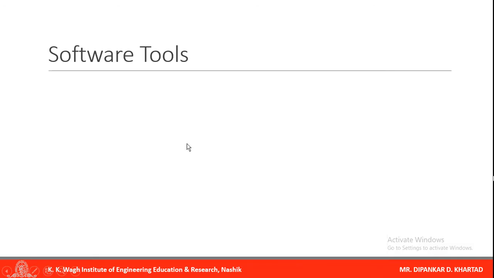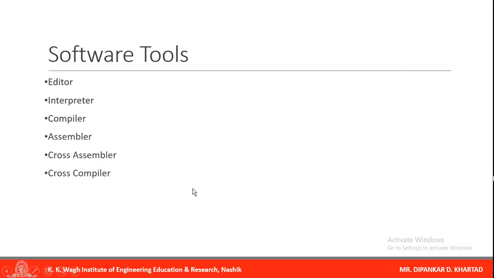Now let's have a look at software tools. Editor, where we can edit. Interpreter, where we can interpret every instruction and convert it to the program. Compiler, where every single program will be converted to the object code. Assembler, where an assembly language program is converted to the object code. Cross compiler, cross assembler, and locator. So these are the software tools.